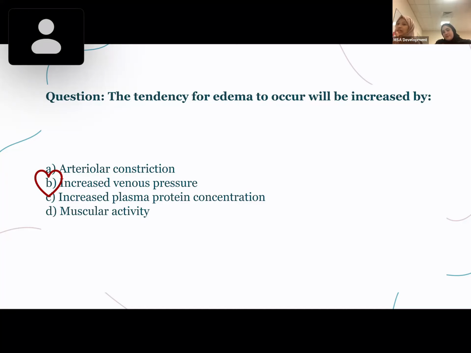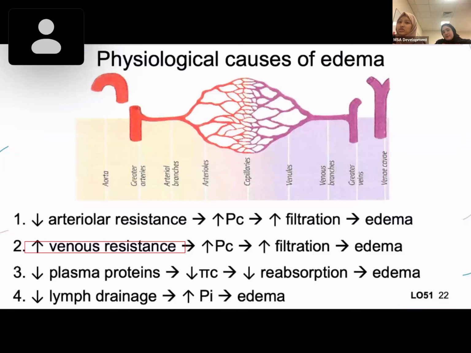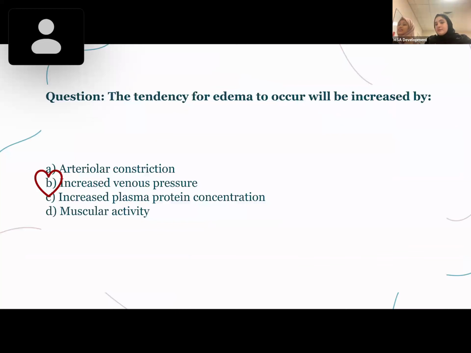Option C, increased plasma protein. You can see from the next slide too, it's a decrease in plasma protein, because what they mean by plasma is in the blood. So there's less protein in the blood, which means less reabsorption, and that causes edema. But the question said increased, so that's the opposite effect. Make sure you know the difference between that.